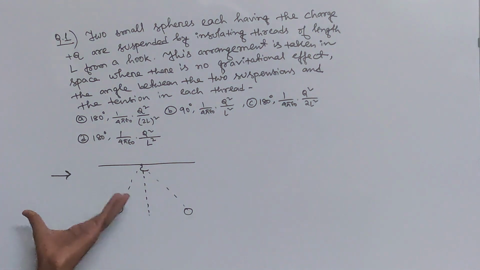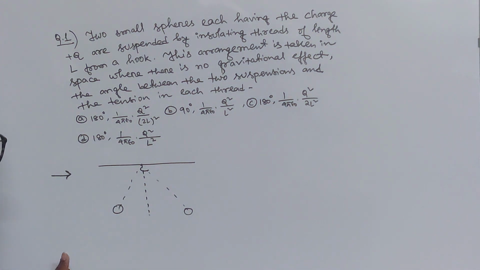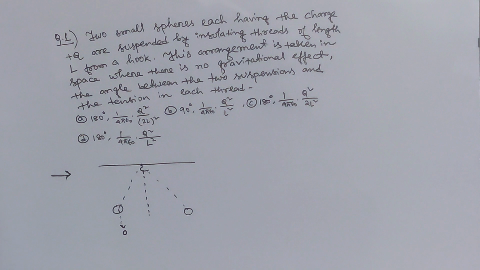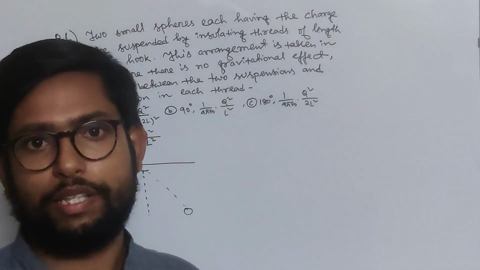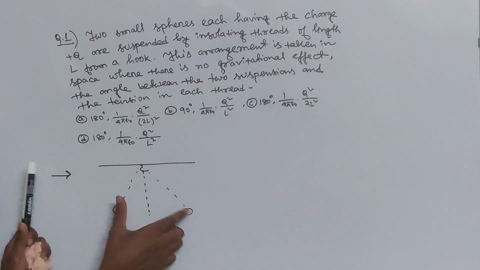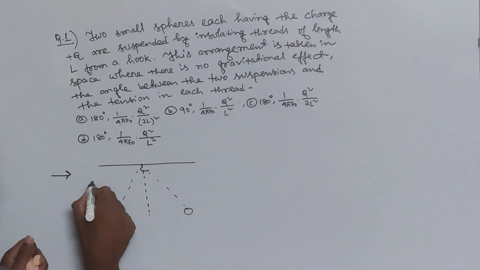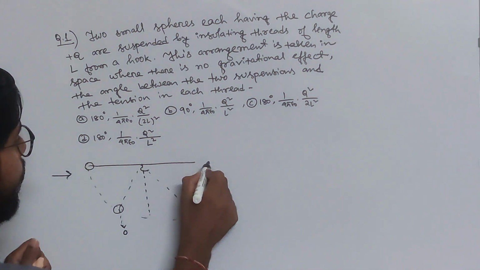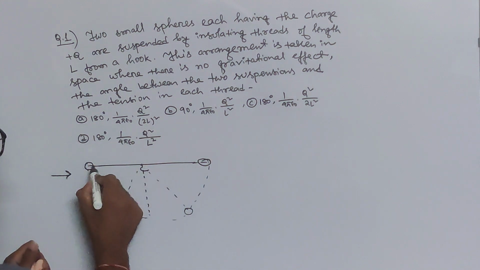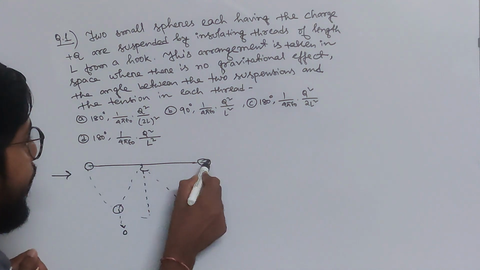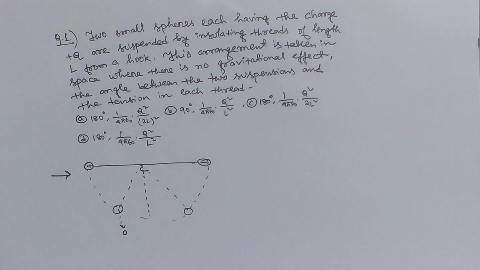So if there is no gravitational effect, then this component is zero, right? Because if there is no gravitational effect, then the weight of the ball will be zero. And if the weight of the ball is zero, so if there is no vertical component downwards, then these two balls will go and will come here. This ball will come here, and this ball will go and will come here. I think you understood why these two balls are here and here: because there is no gravitational effect.